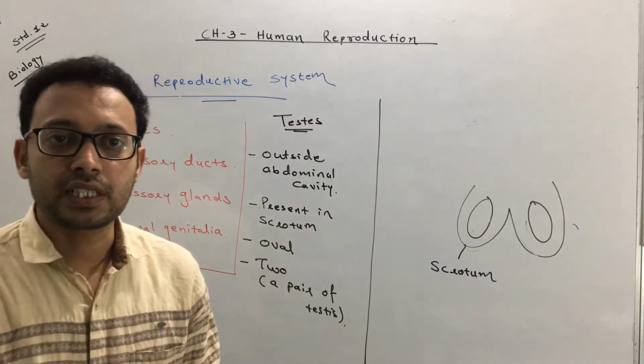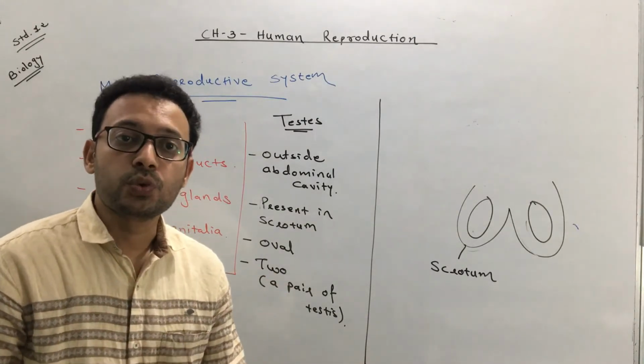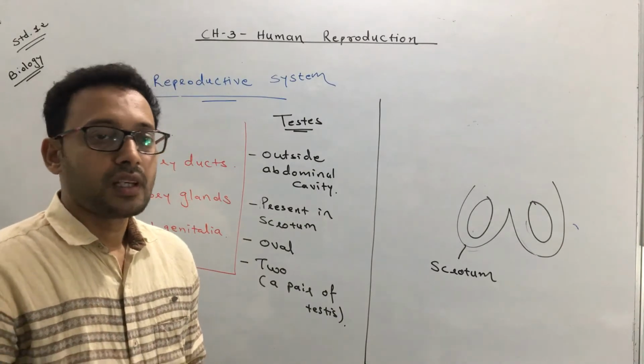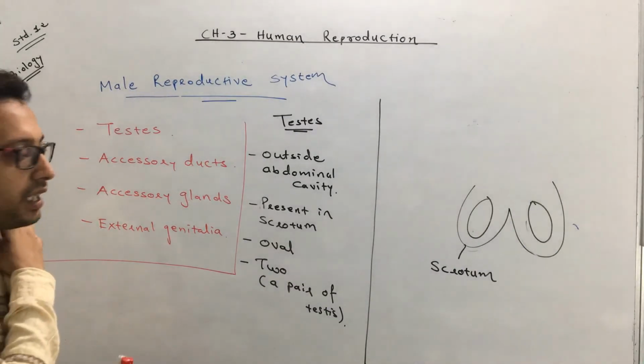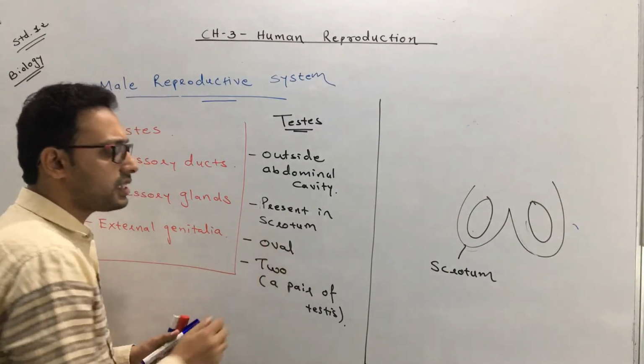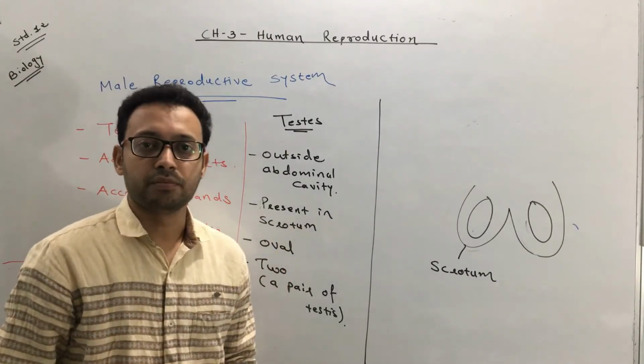What is the shape of these testes? The testes are oval in shape. How many testes are present? Two testes are present. Okay. So this is the general information regarding the testes. Now, if you see these testes, they are present in a pouch-like structure called a scrotum.